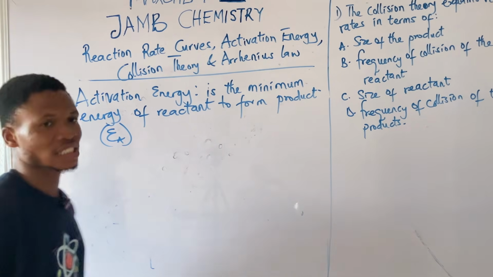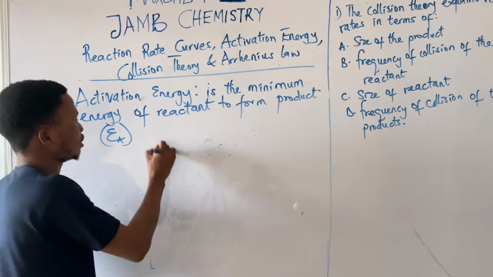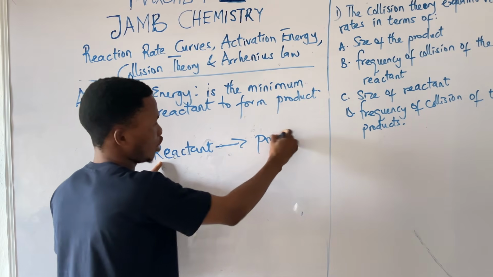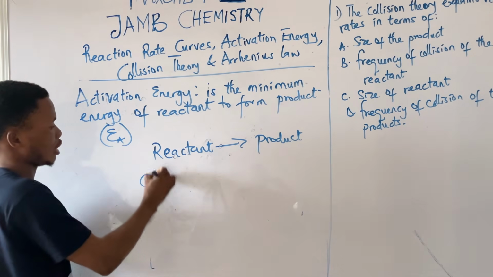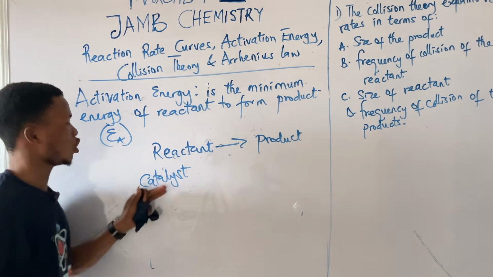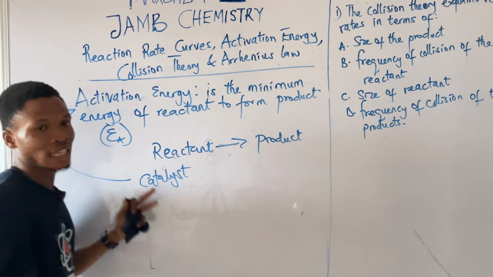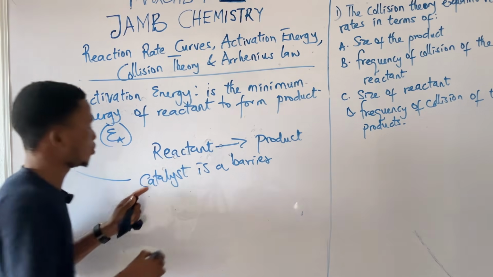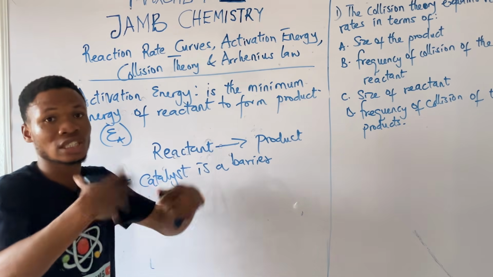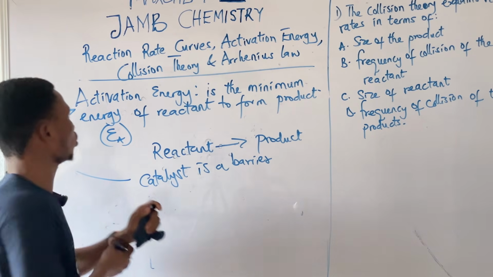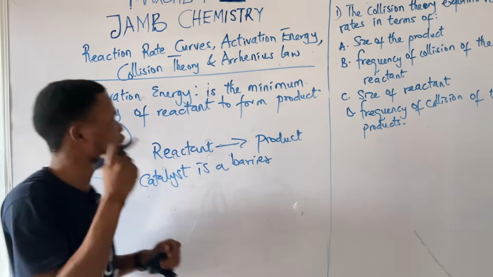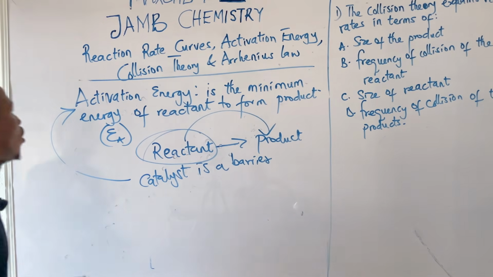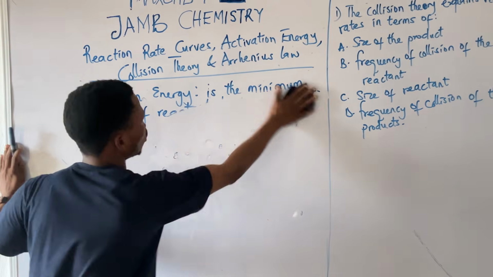All right, and this energy serves as a barrier. So that means the reactants must overcome this energy to form a product. And that is why a catalyst is a factor of this activation energy, because a catalyst lowers the barrier of activation energy. A catalyst will make our reactants overcome the energy on time because it will speed up the reaction. So activation energy is the minimum energy that is required for our reactants to overcome before they can form this product. All right, so let's move on to collision theory.